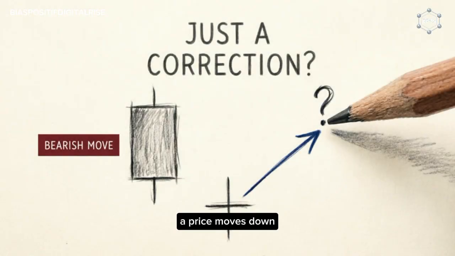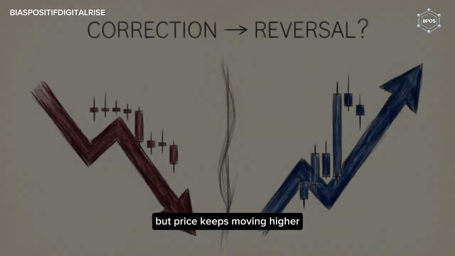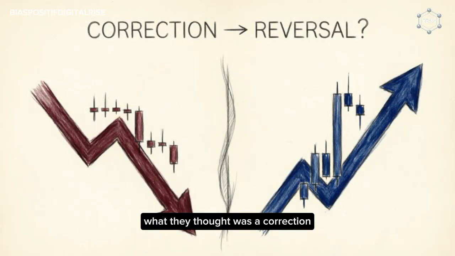A price moves down, then it starts moving up. The trader says, it's just a correction. So they wait for the bearish trend to continue, but price keeps moving higher. And suddenly, what they thought was a correction turns into a reversal.